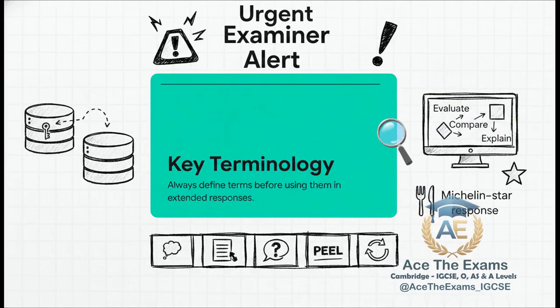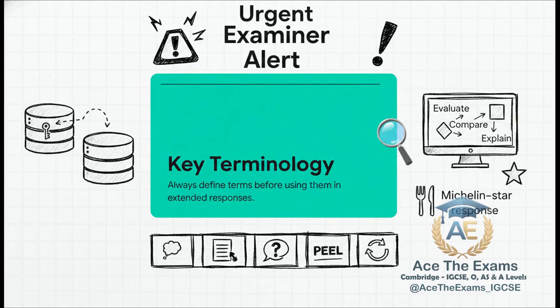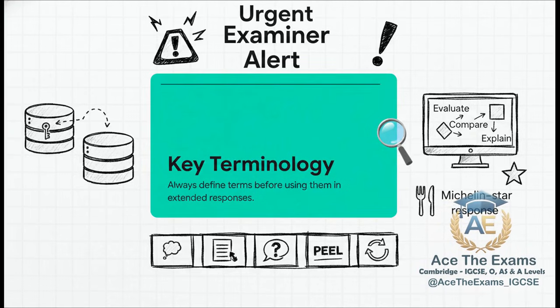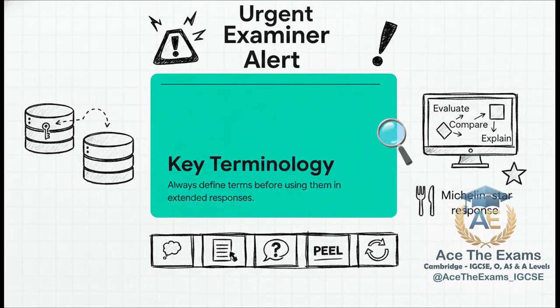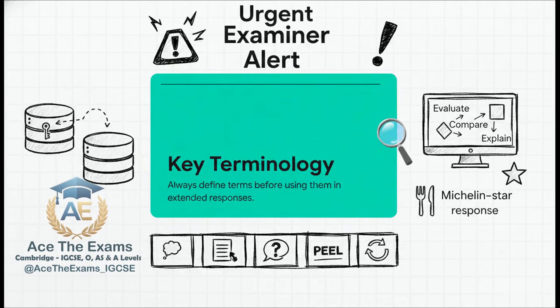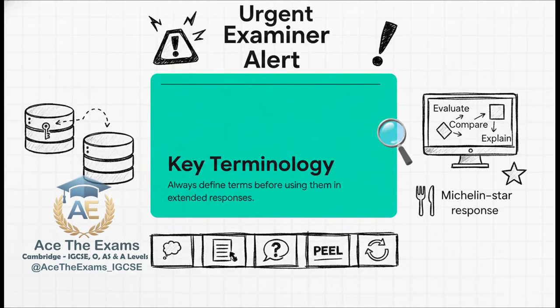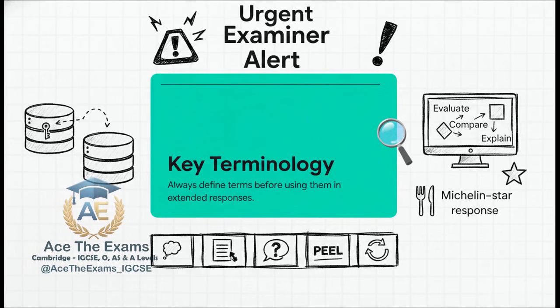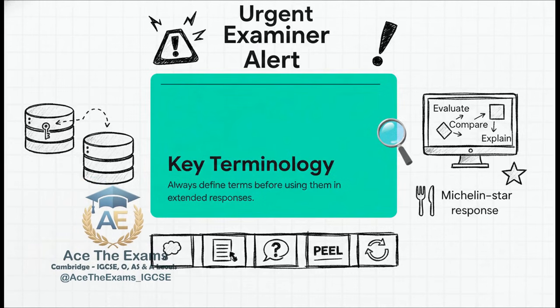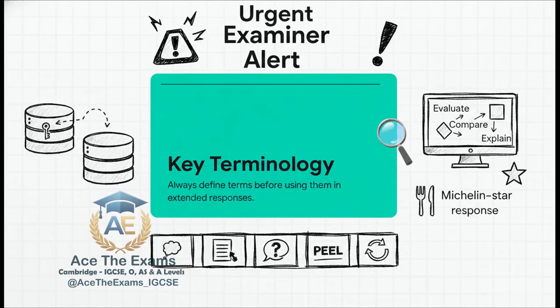If you don't clearly articulate this exact dilemma first, your explanation of the relational database solution is going to fall totally flat. So, here is your urgent examiner alert. Candidates must always define key terminology explicitly before using it in extended responses. It is non-negotiable. To do this perfectly, you have to decode the command words in the question, words like evaluate, compare, or explain, and apply what we call the PEAL framework.